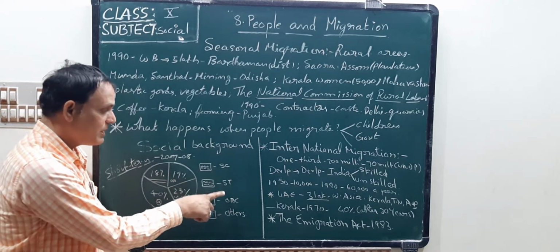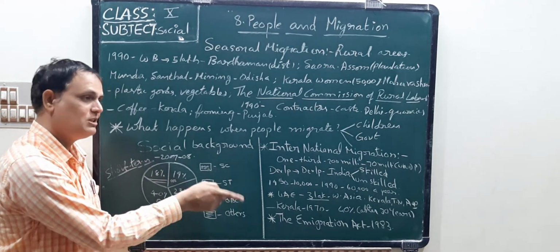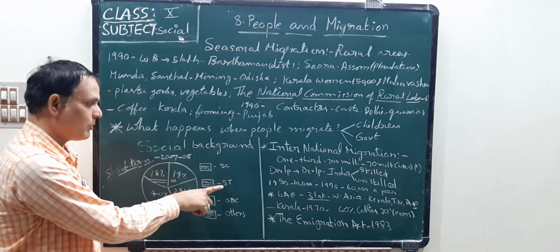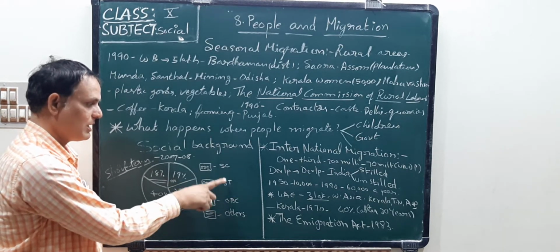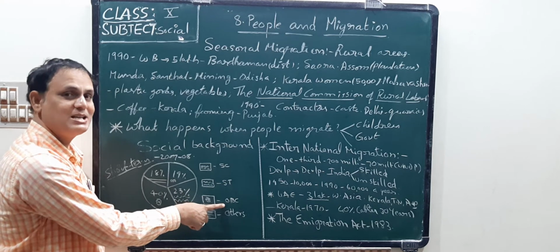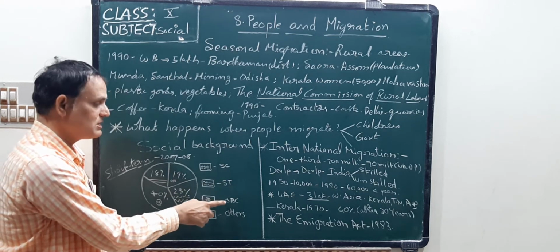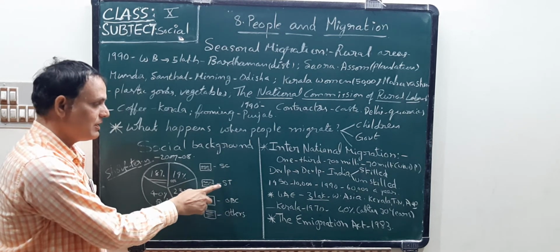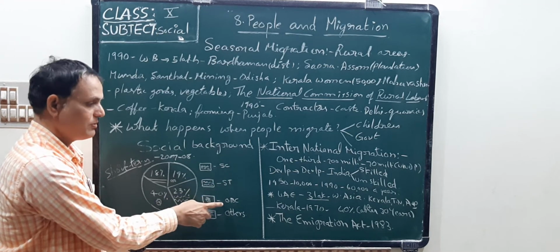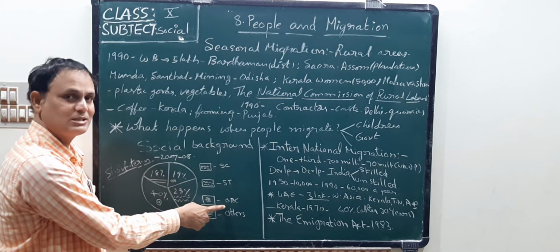Why are these people migrating? Because in their hometowns they have no properties, no lands, no assets. So that is the main reason. To survive, to feed their families and their children, they simply go from their hometown to other cities and towns.